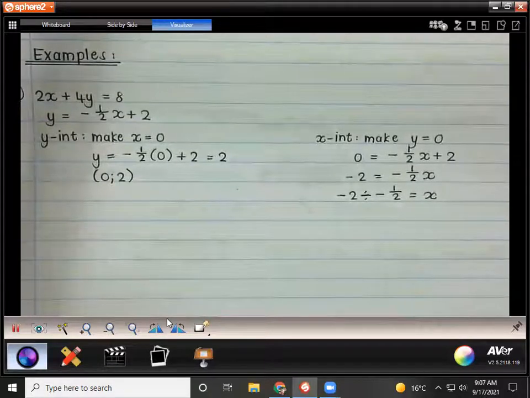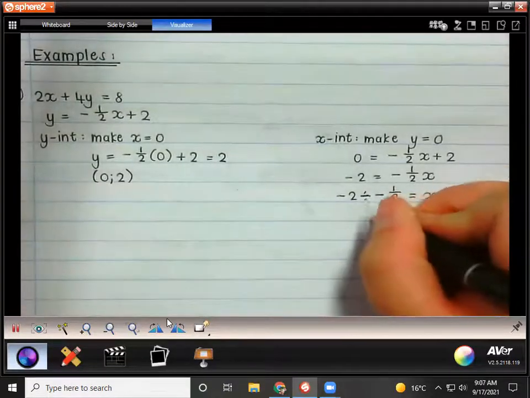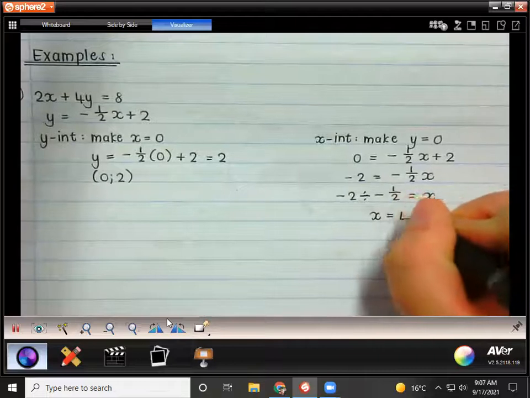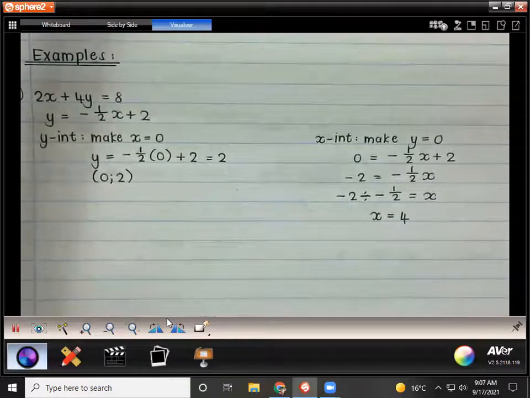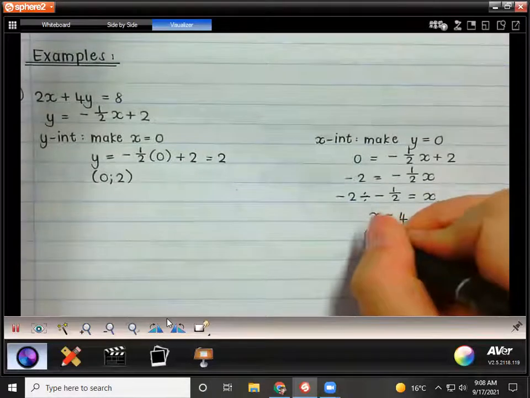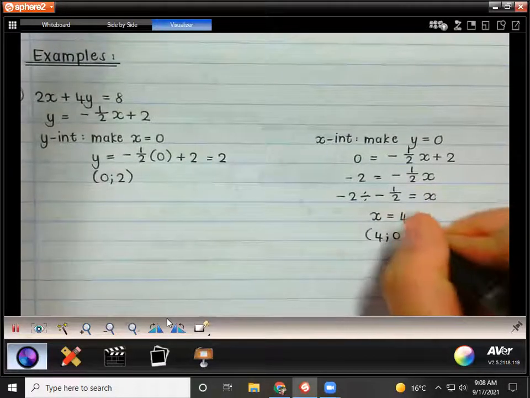4, hey? How many halves are there in 1? 2. So in 2, there will be 4 halves. But you can also just type it into the calculator. So then you will get that x is equal to 4. But important, guys, we have to practice this. We need to now write it in point form, obviously now. Our x value is 4 and our y value is 0. Good. So the coordinates are 4, 0.